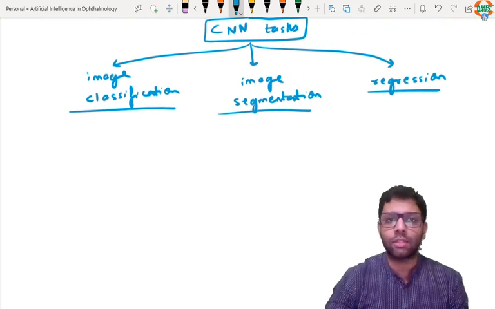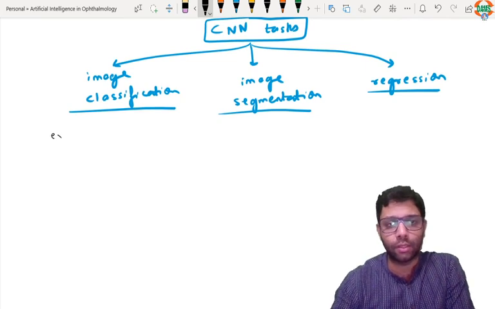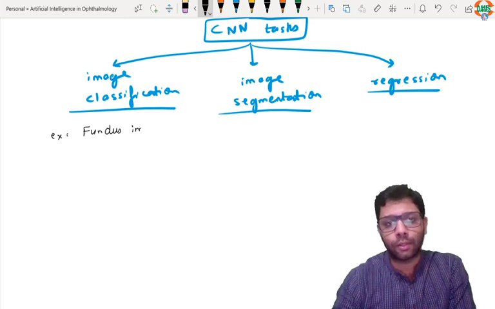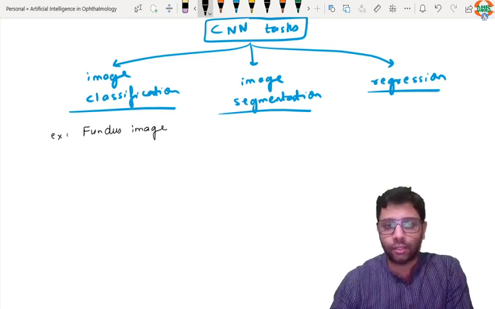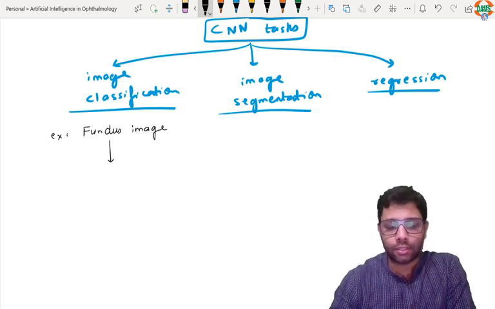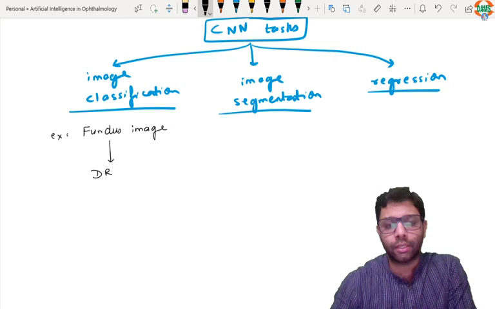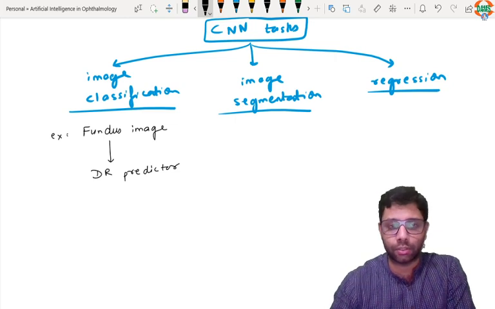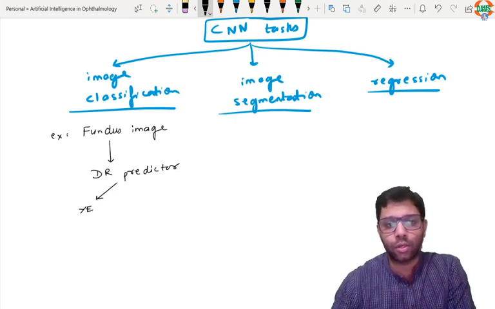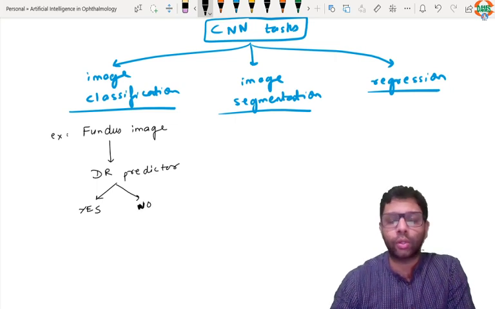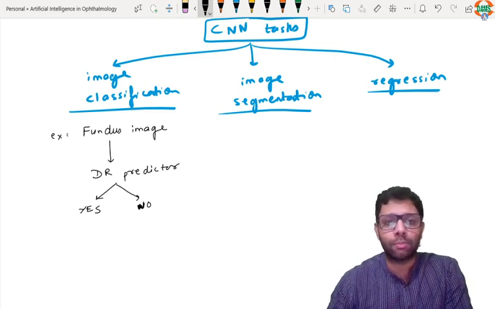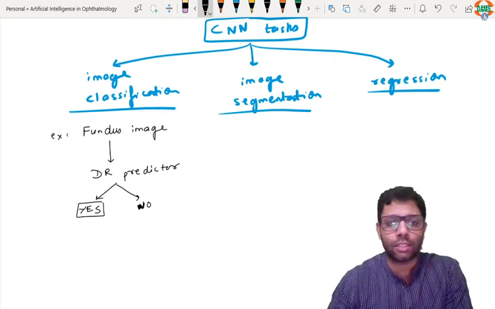Now classification is a simple thing. For example, I'll give you one example: a fundus image is provided to the machine, for a diabetic retinopathy predictor, or it can even be a glaucoma predictor. An optic disc image can be given, and there are two responses: one is yes, one is no. Looking at all the images provided to the AI tool, the DR predictor can say yes retinopathy or no.